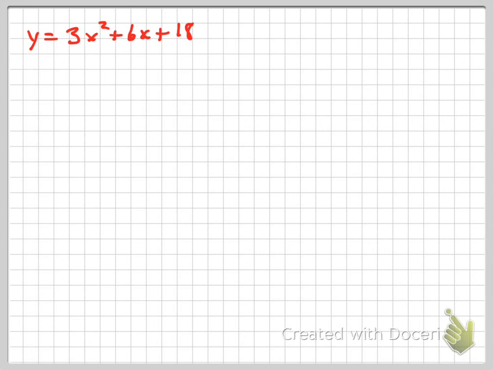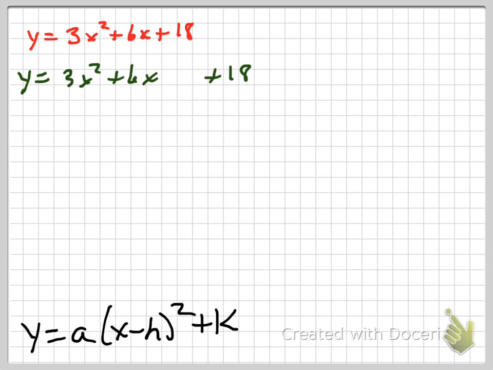Here we go. Step 1. Our goal is to make it look like the equation on the bottom, because if it looks like that, you're relatively comfortable extracting the A, H, and K and plugging it into formulas and graphing. So step 1, move the 18 to the right.